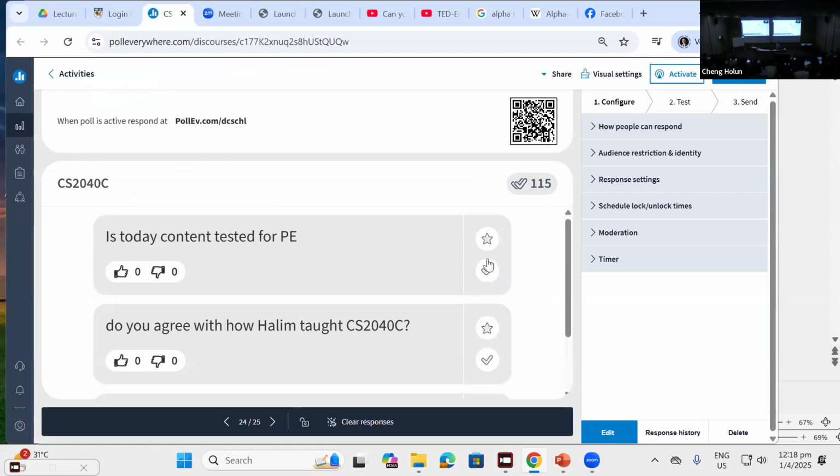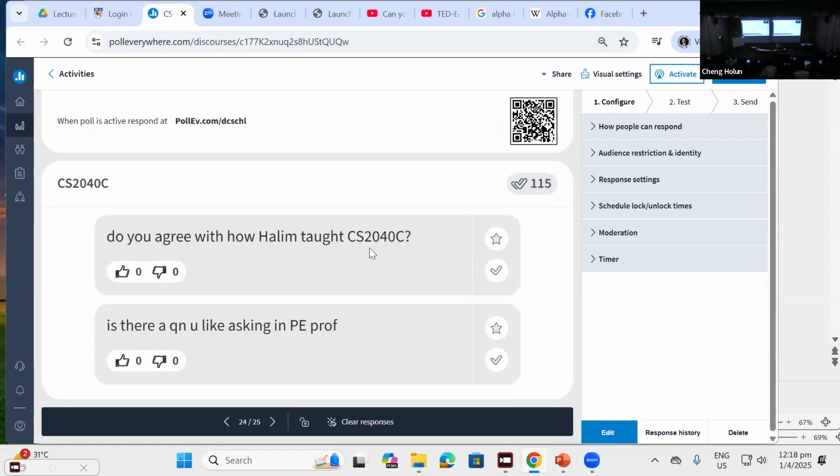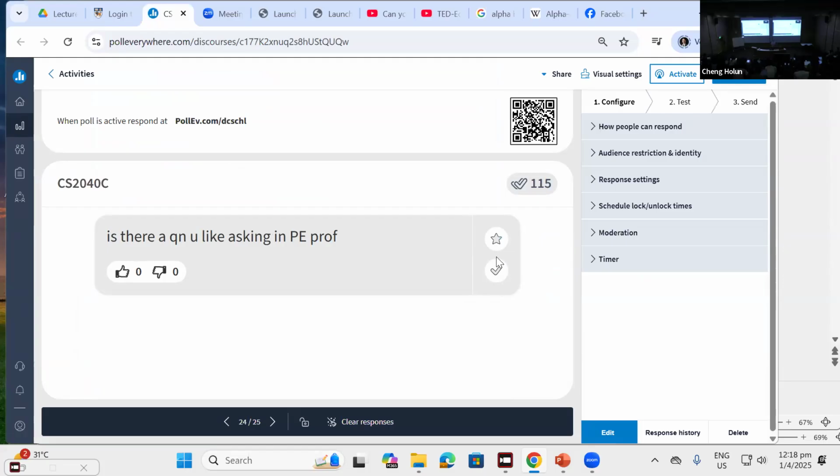Will today's test for us include the shortest path also? Do you agree with Halim? I agree. But just because I agree doesn't mean I will totally do it his way. Okay, I agree. He's doing well, and he's training people to do competitive programming. But do you want to be trained like competitive programming? It's very stressful, you know. So I strike a balance.